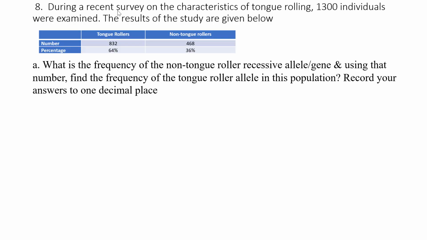Question 8 says, during the recent survey of characteristics of tongue rollers, 1,300 individuals were examined. Okay, so this is our total number, and we might use that down the road. The results of the study were given. So tongue rollers, oh, by the way, it says, what is the frequency of the non-tongue rolling recessive allele?